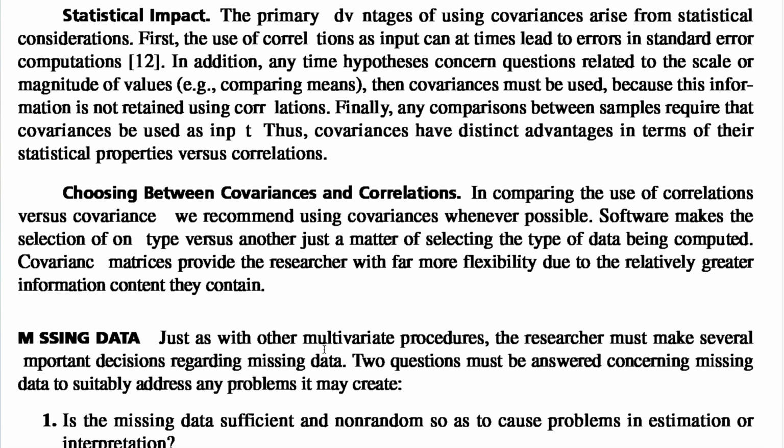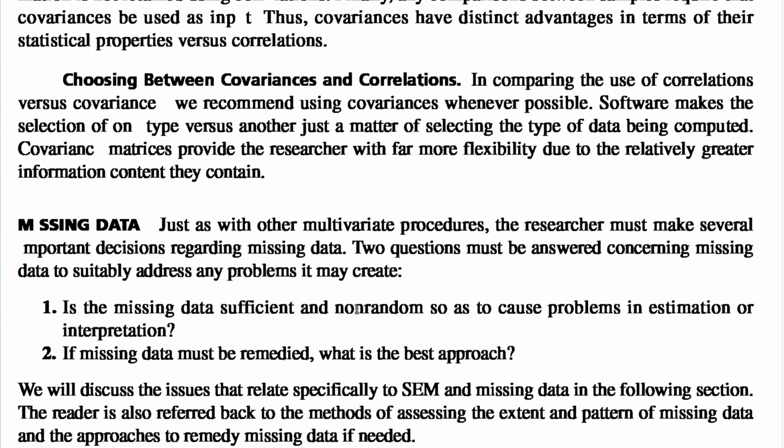Choosing between covariance and correlation. In comparing the use of correlation versus covariance, we recommend using the covariance whenever possible. Software makes the selection of one type versus another just a matter of selecting the type of data being computed. Covariance matrices provide the researcher with more flexibility due to the relatively greater information content they contain.